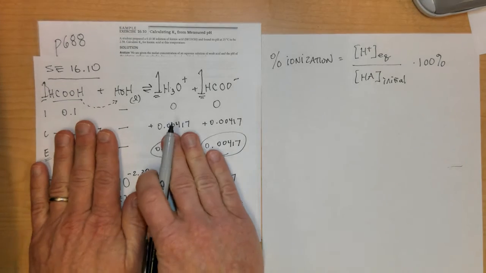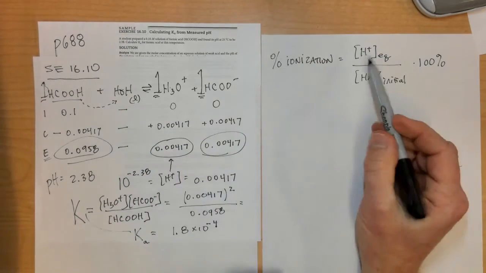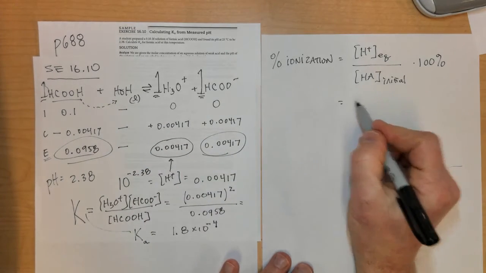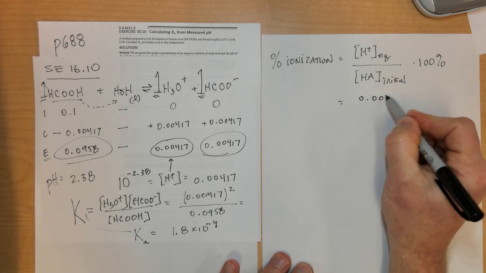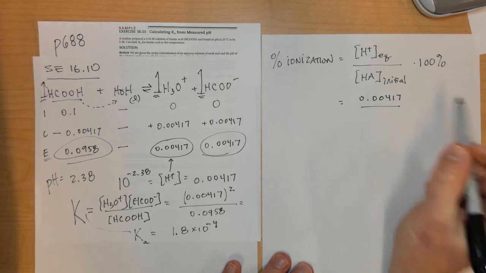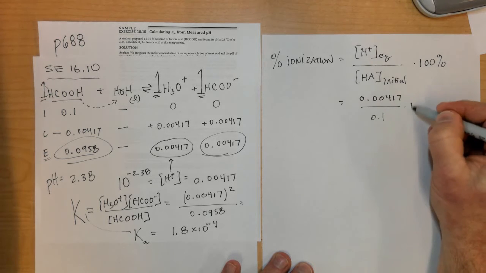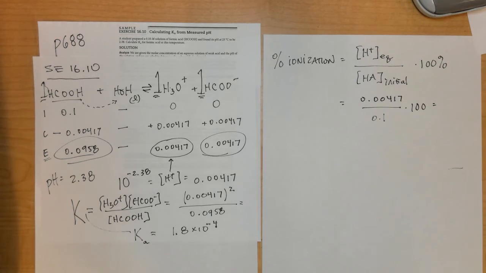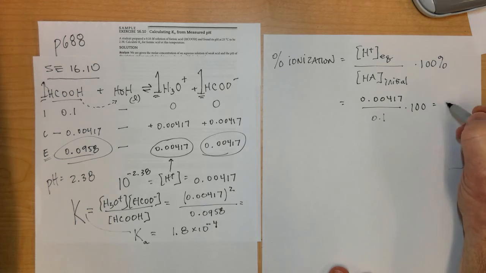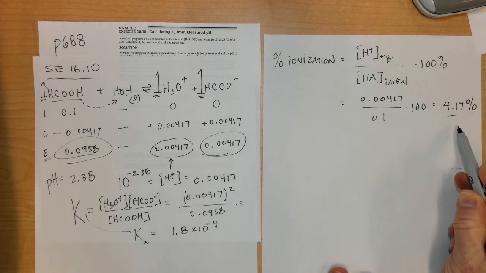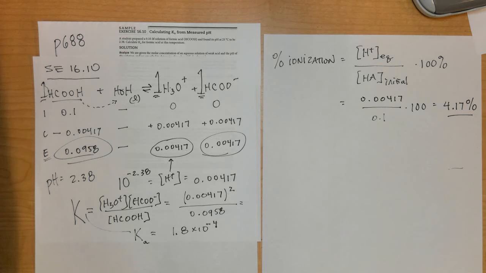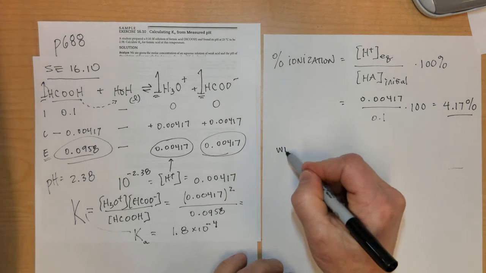And for this acid that I just did, my H+ ion concentration is 0.00417. The concentration of my acid originally was 0.1, and then I'd multiply that by 100, and if I do that math, I end up with approximately 4.17% ionized.